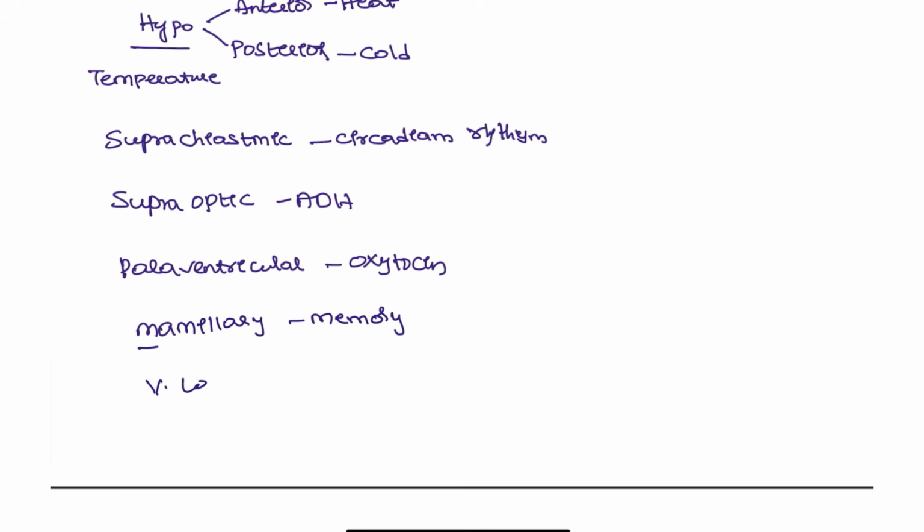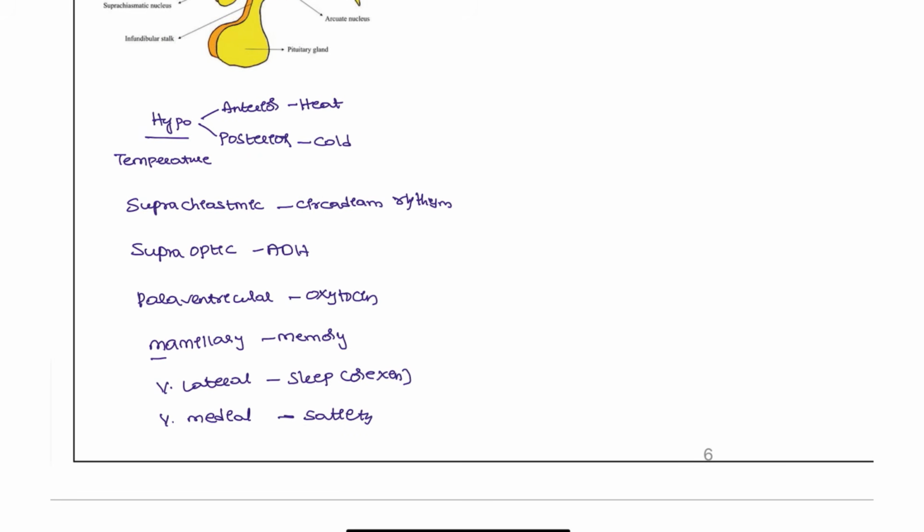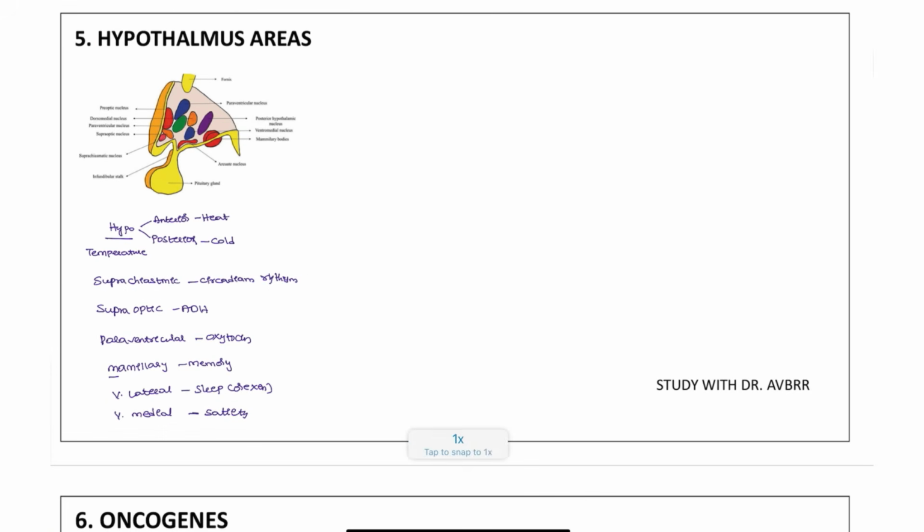and ventrolateral nuclei, this is for the sleep, important for the orexin. Okay, ventromedial is for the satiety. Okay, these are the important hypothalamus areas, right?